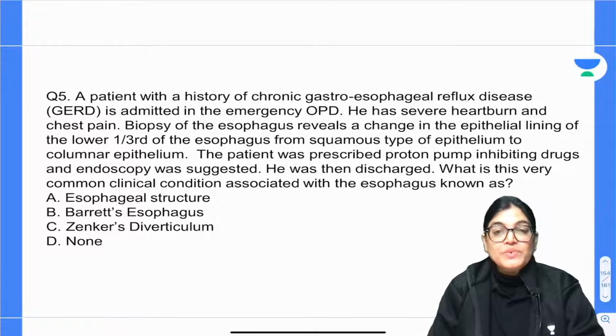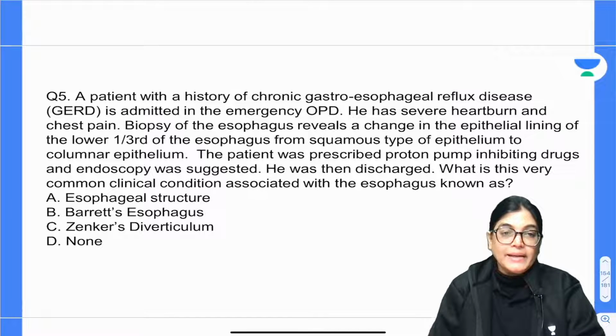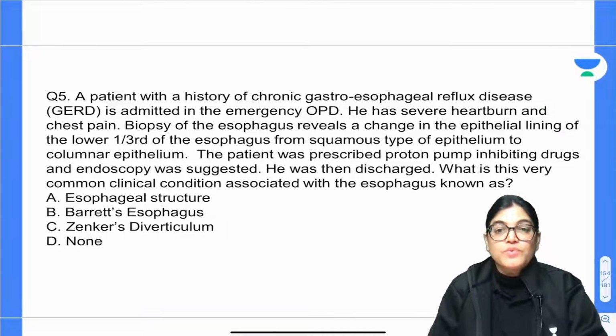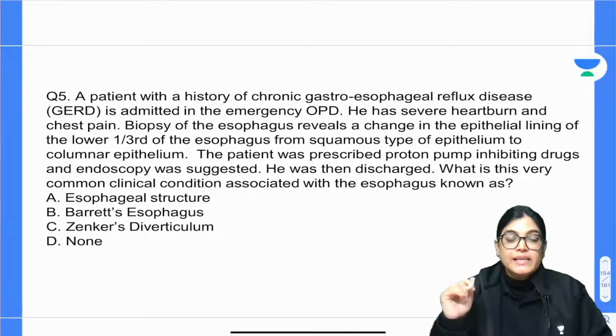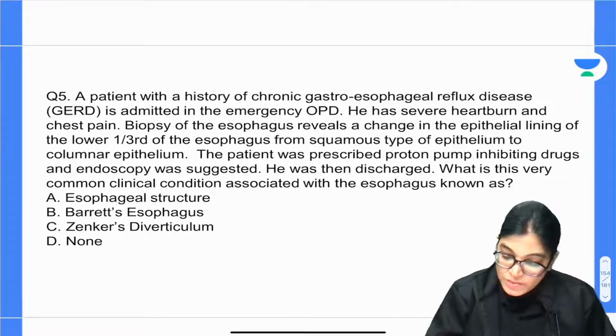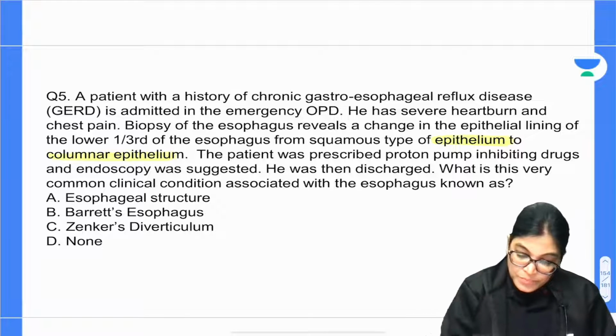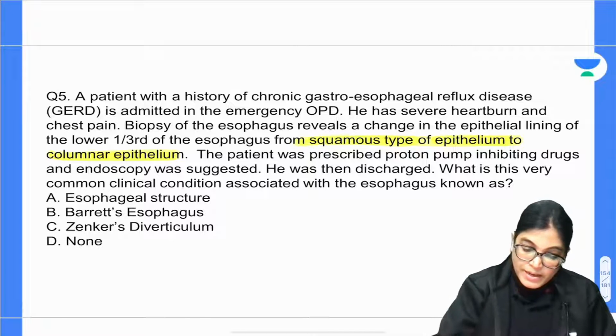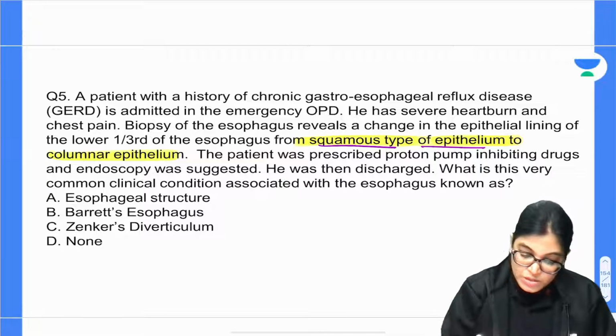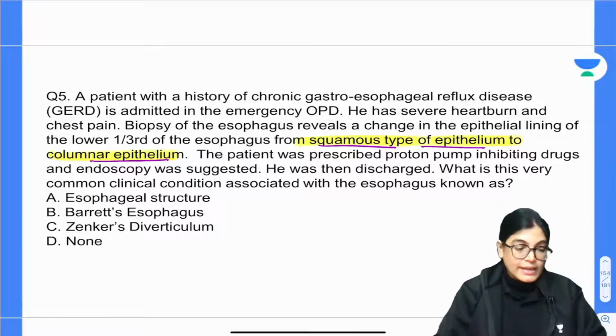Biopsy of the esophagus reveals a change in the epithelial lining of the lower third of the esophagus from squamous type of epithelium. So what is the change of epithelium which is seen in this case? The change of epithelium is from squamous epithelium to columnar epithelium. So this is the key point, my dear aspirants. You have to pay attention to this keyword so that you can mark the correct answer.